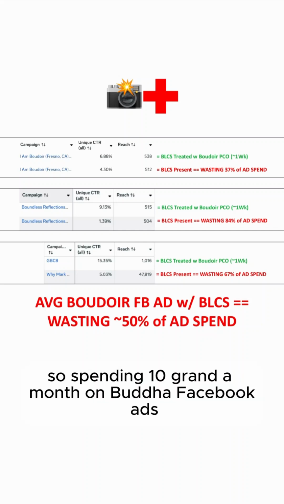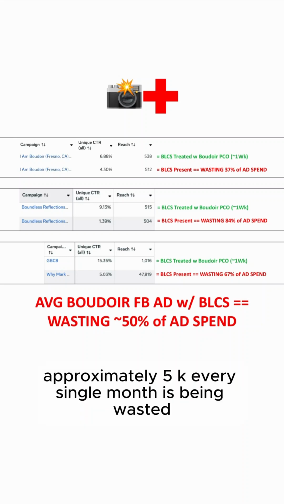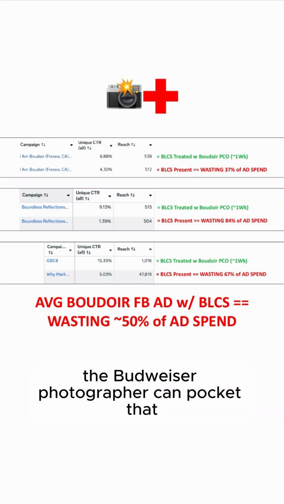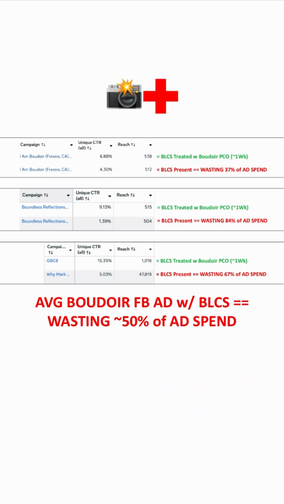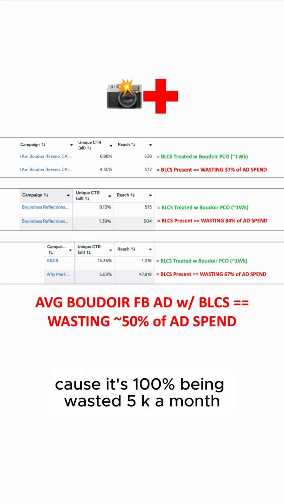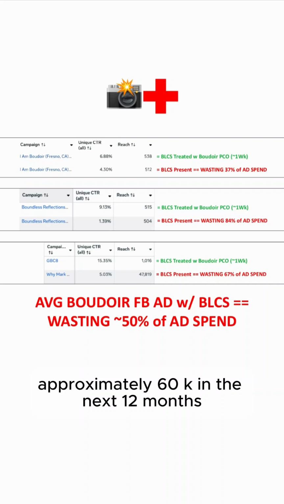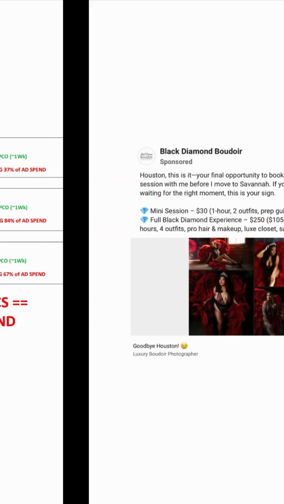So, spending 10 grand a month on Boudoir Facebook ads, right off the bat approximately 5K every single month is being wasted. And as a result, we can eliminate that. The Boudoir photographer can pocket that instead of sending it to the Zuckinator and getting zero out of it because it's 100% being wasted. Approximately 5K a month, approximately 60K in the next 12 months, back in the pocket, kind of like a phantom profit, Boudoir Pico profit.